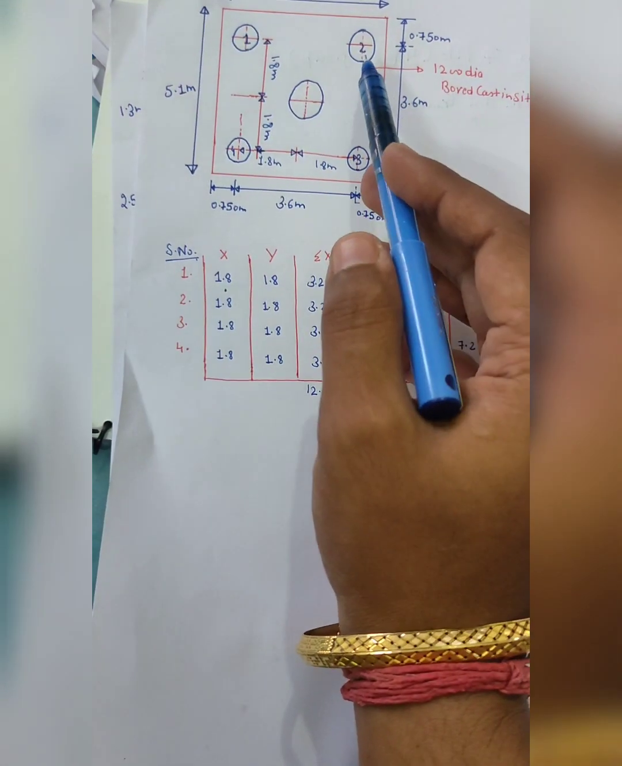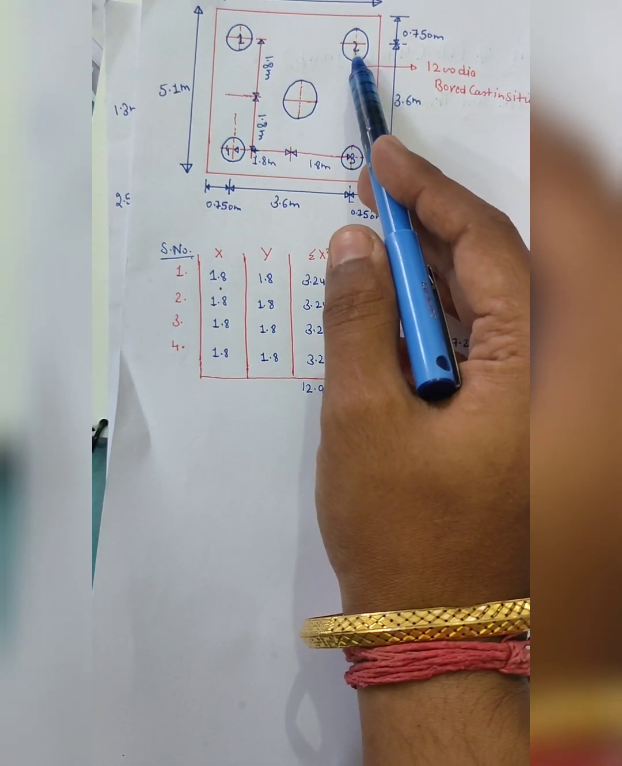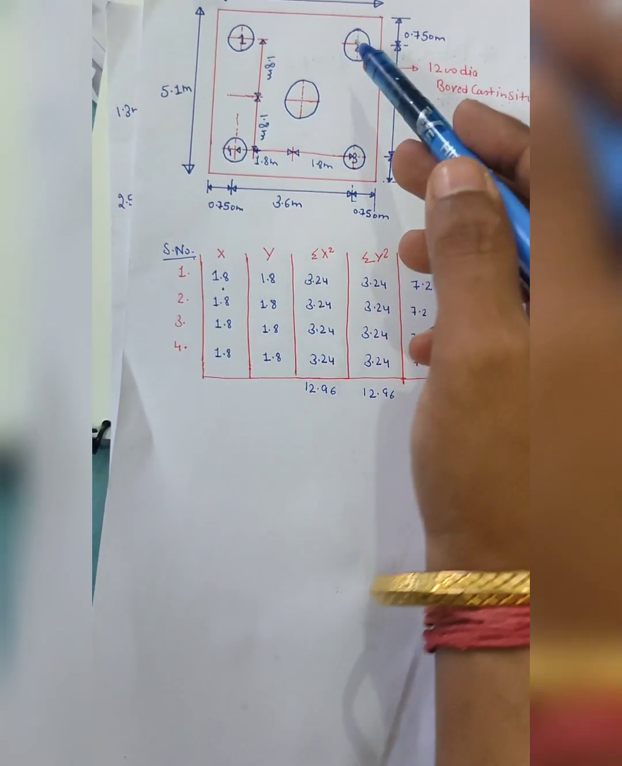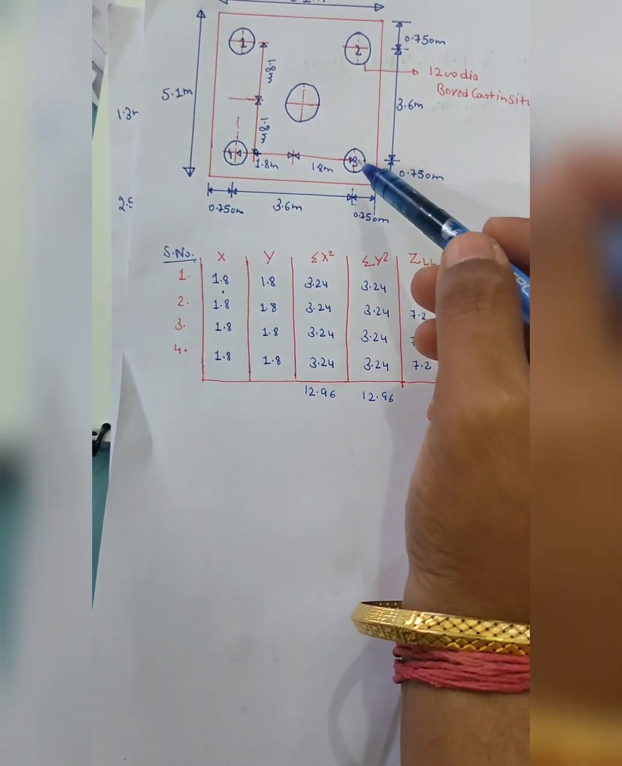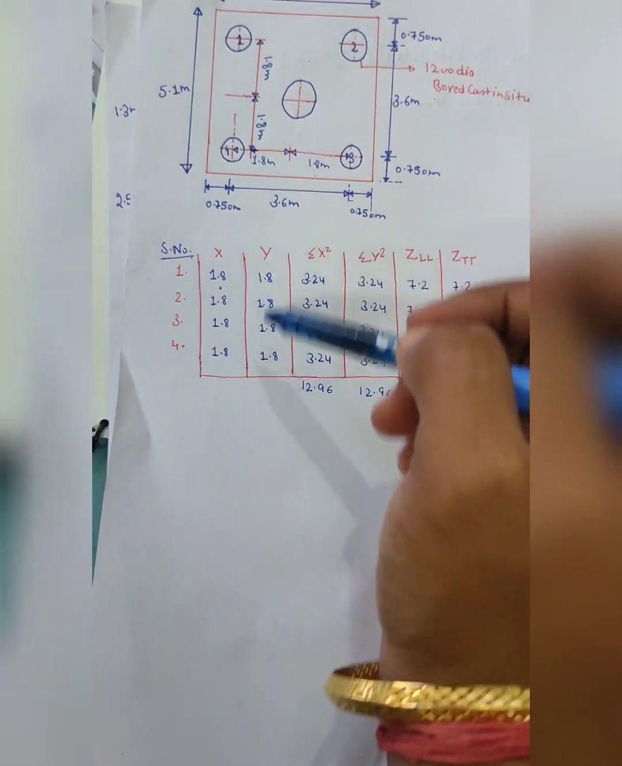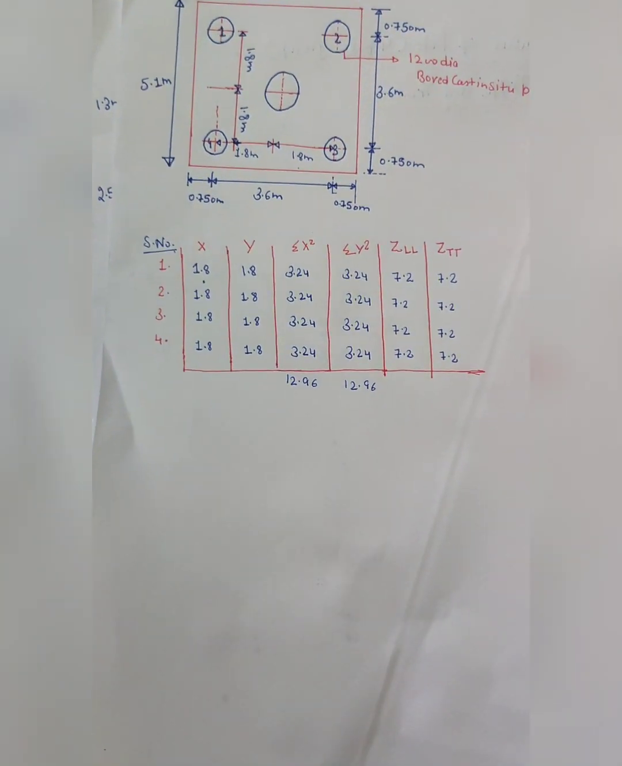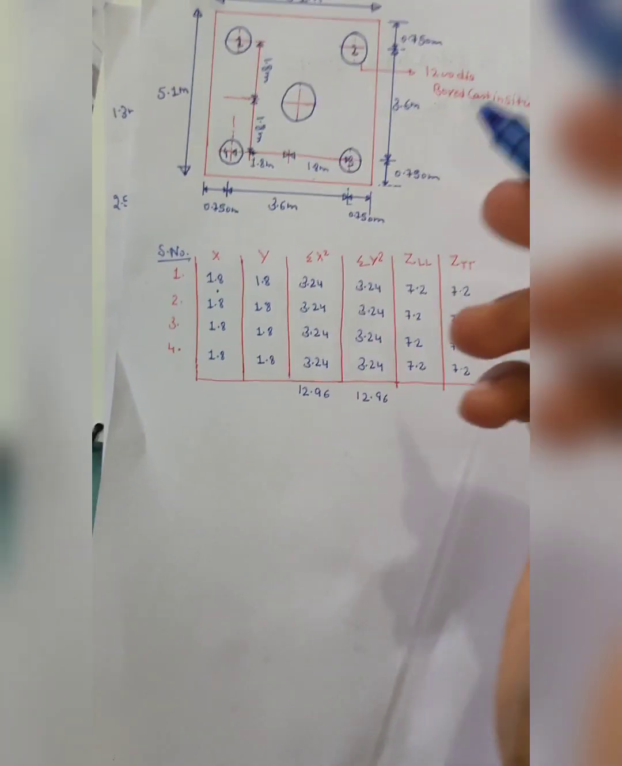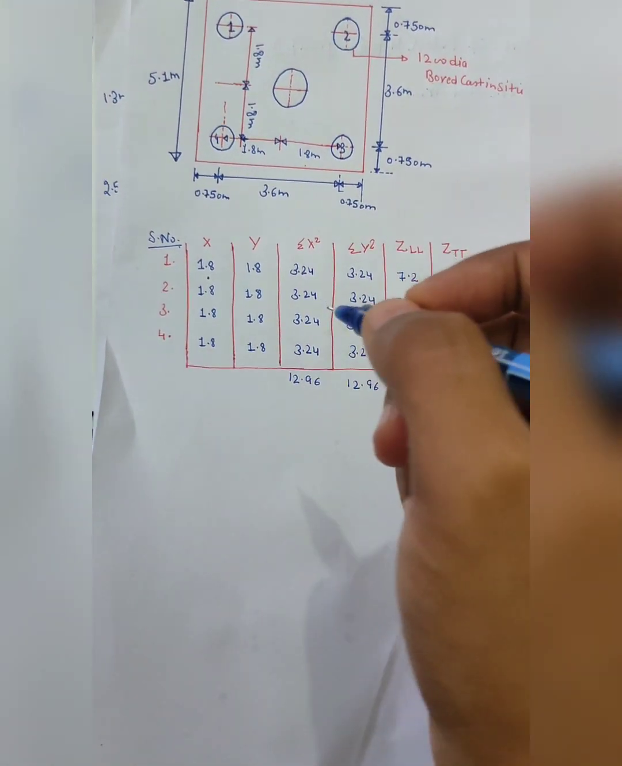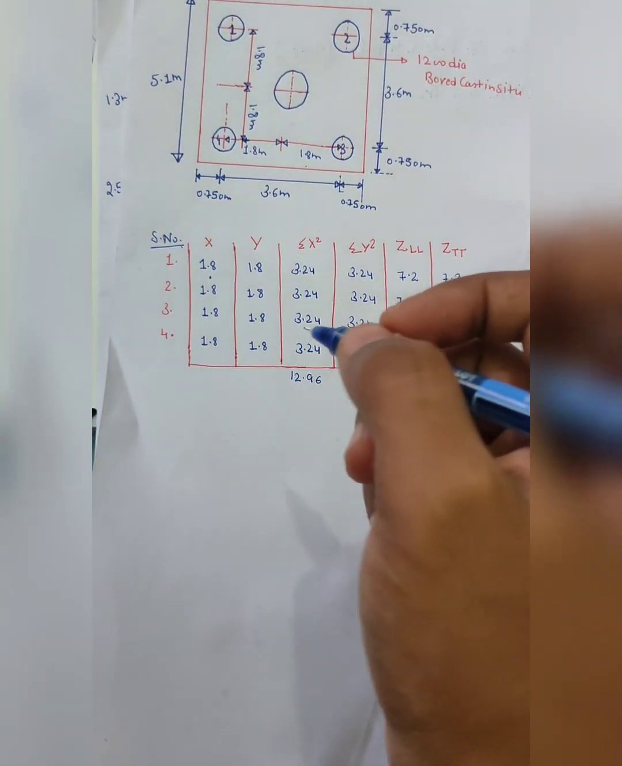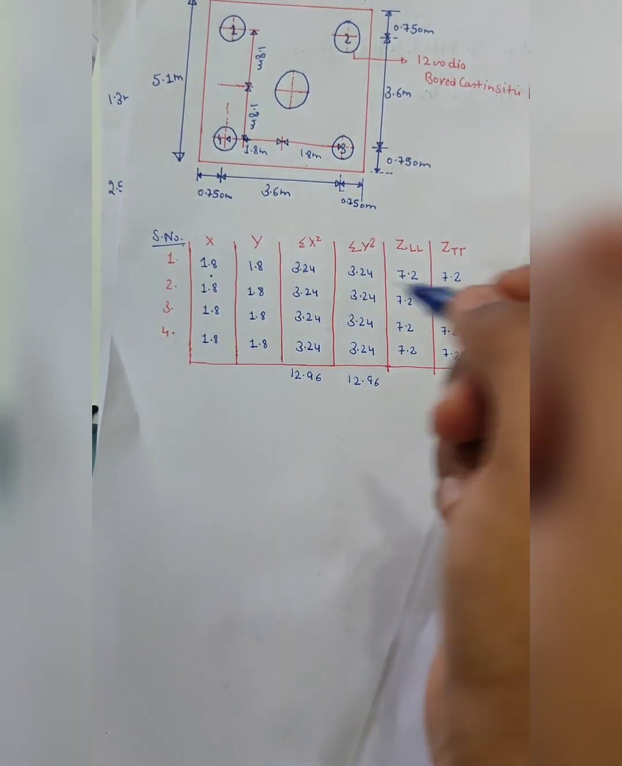Same for pile 2, that is 1.8 in the x axis and 1.8 in the y axis. Similarly for pile 3 and pile 4. Here the distance can be changed, so accordingly you have to change the distances according to the center to center distance of the piles in your plan.